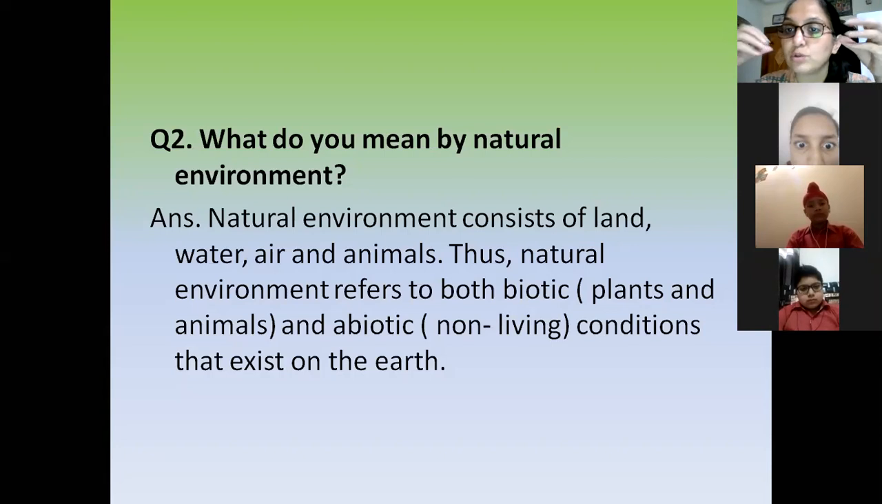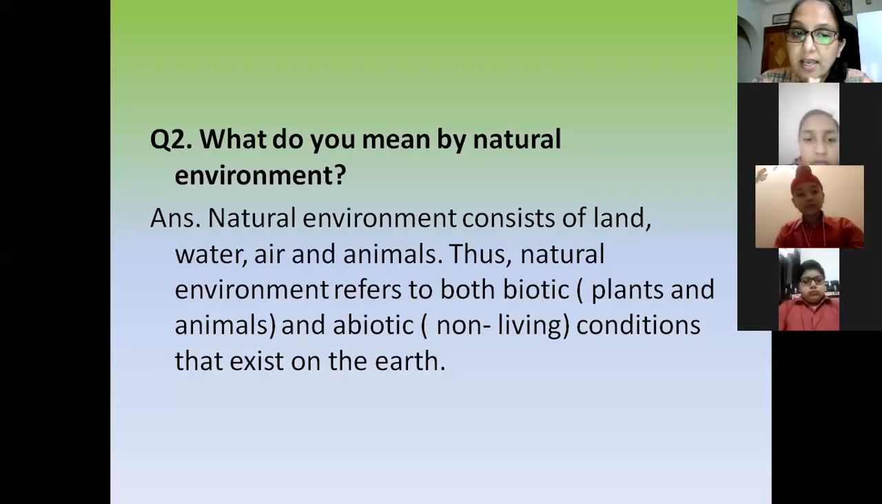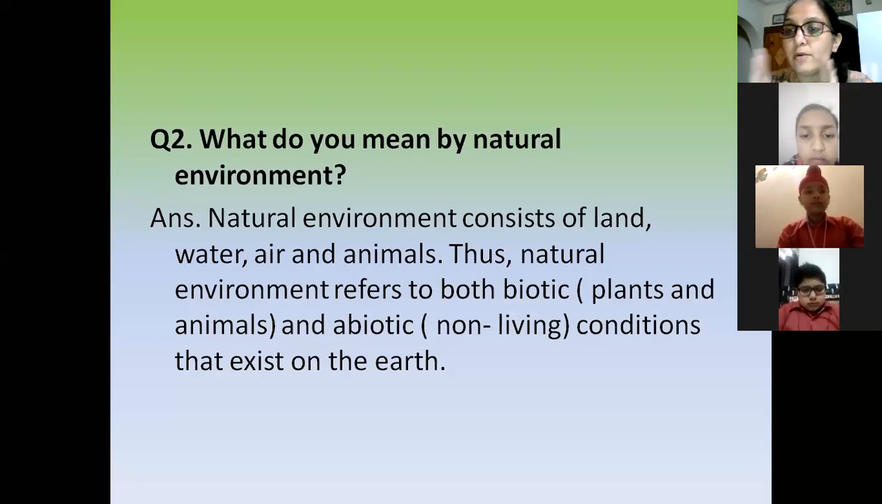Now, natural environment also has two parts, biotic and abiotic. Environment refers to both biotic and abiotic conditions that exist on earth, living and non-living. Biotic includes plants and animals, and abiotic includes air, water, land, all these things, and together they form the natural environment.